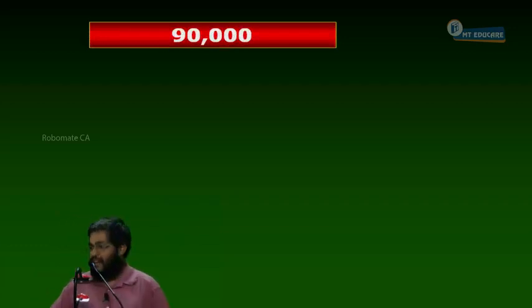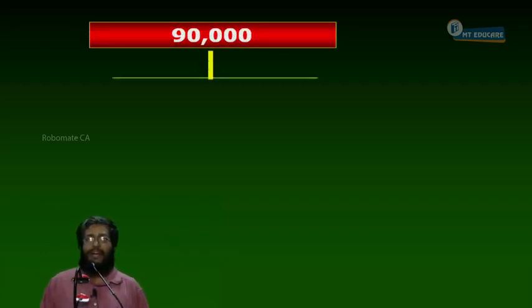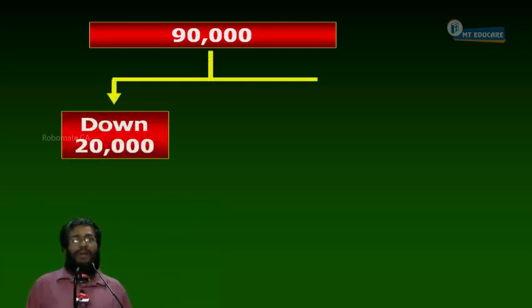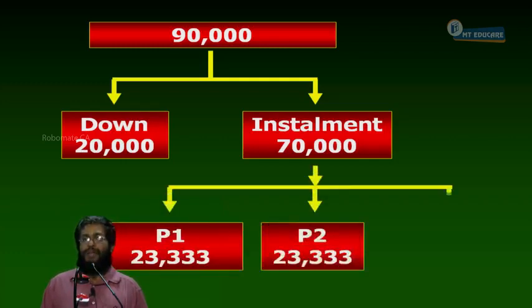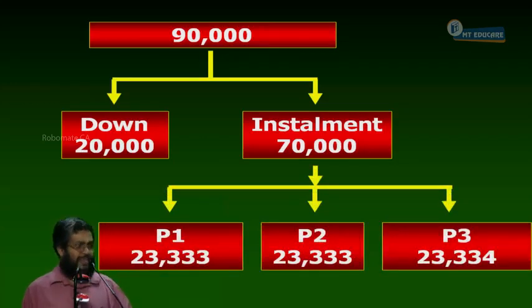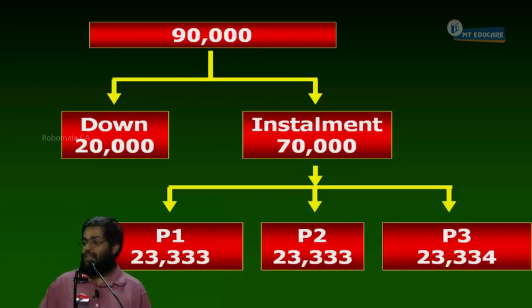90,000 rupees. I am buying the machine from the supplier for 90,000 rupees. How am I going to pay this 90,000? 20,000 is the down payment. Immediately pay 20,000 as down payment, and then installments of 70,000. Please branch the installment into three: P1, P2 and P3, or year 1, year 2, year 3. And you have period 1, period 2 and period 3.